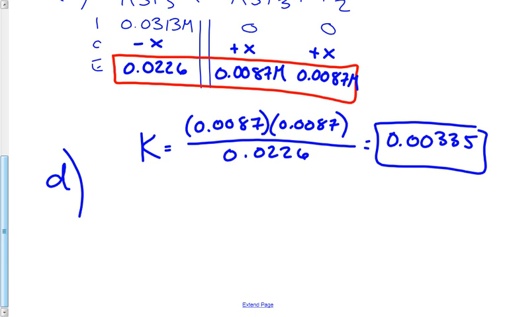biohazard waste. Calculate the mole fraction of F2 in the container. Mole fraction means moles of that thing over total moles. Okay? So, you got to be careful. I want mole fraction, so I need moles of this over moles of all three of these.